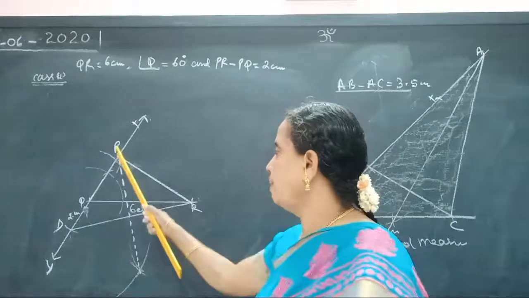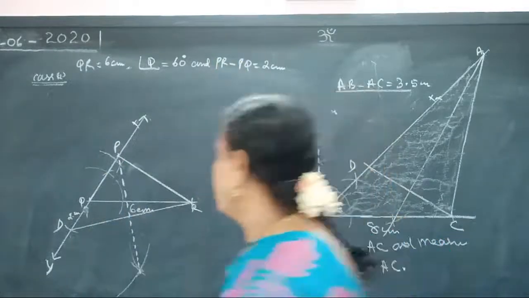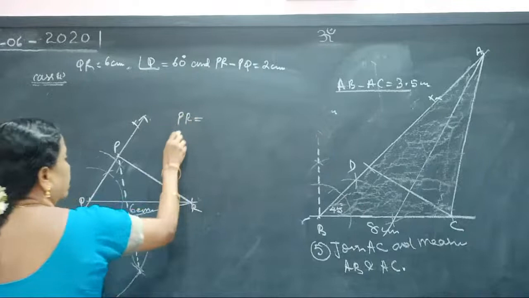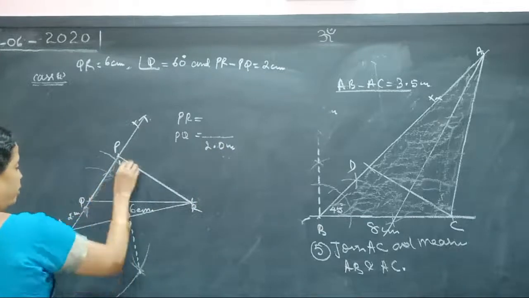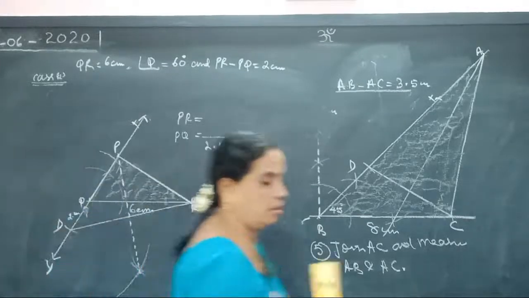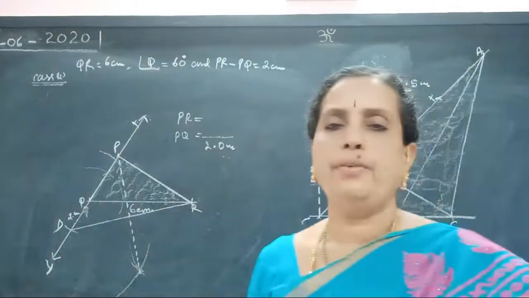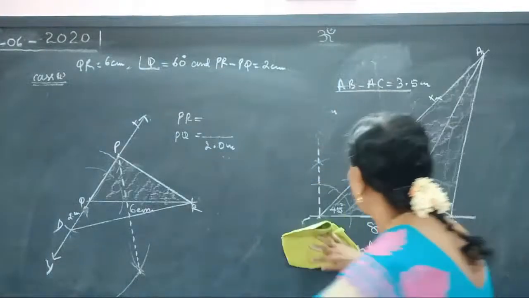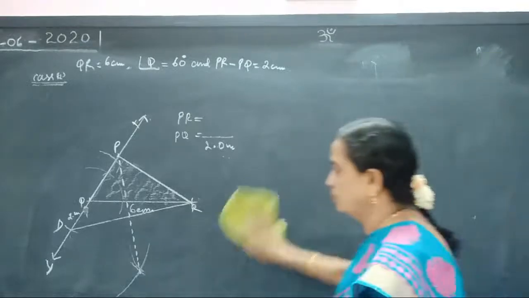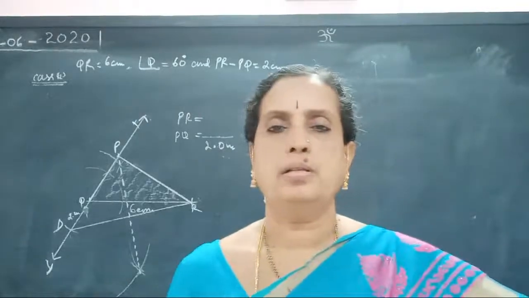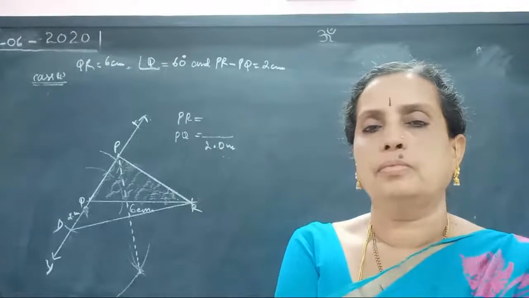So now measure PR and PQ. Not PQ and PR. It is given PR minus PQ. So measure PR, measure PQ. The difference should be 2 centimeter. Check whether you will get 2 centimeter difference. See the difference. Have you all got the difference 2 centimeter? Yes or no? Yes. Okay.